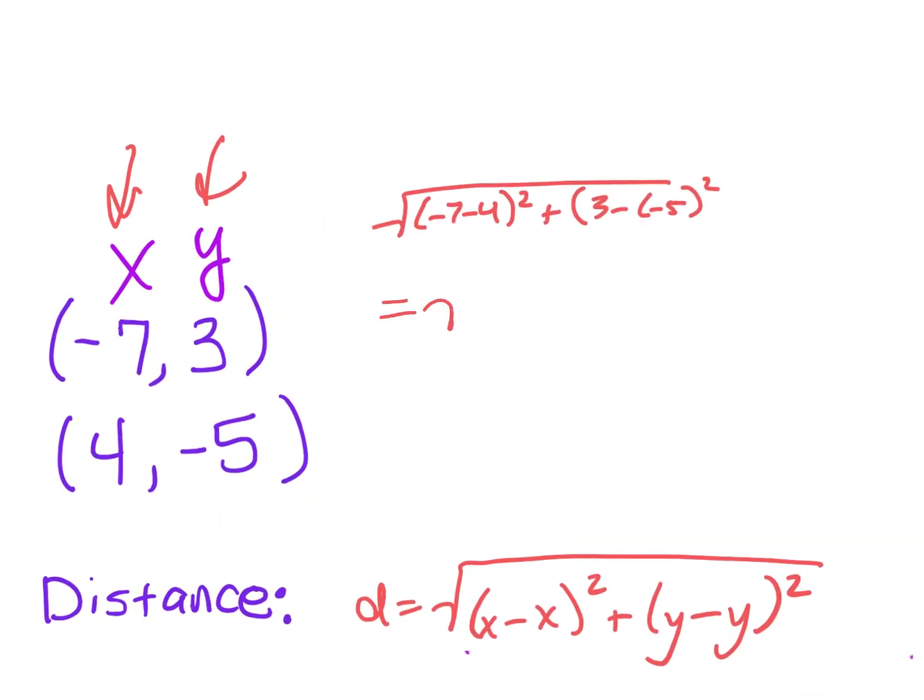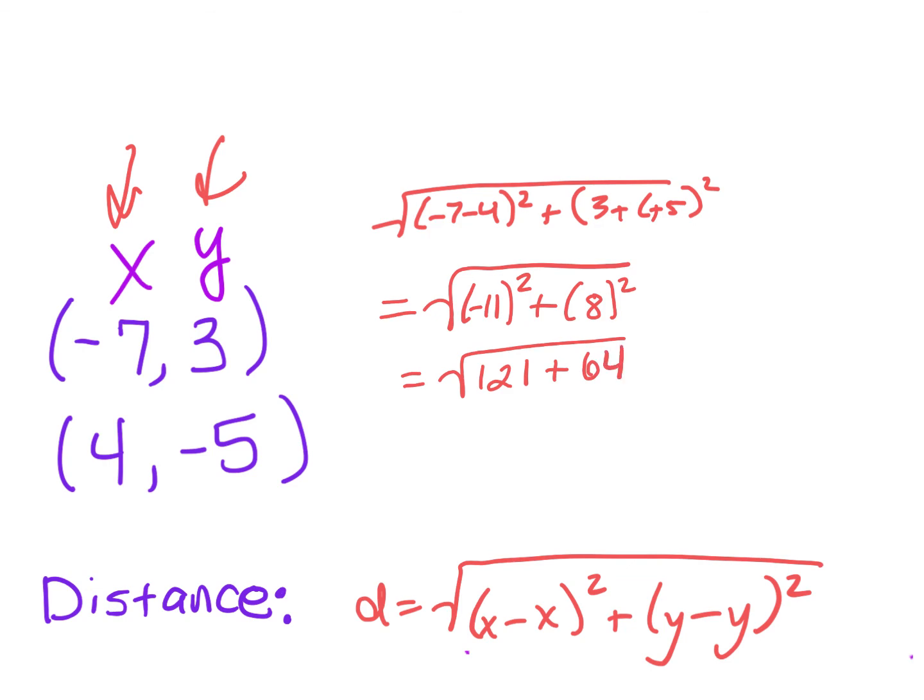So let's simplify. What is negative 7 minus 4? Negative 11 squared plus, what's 3 minus the negative, or 3 plus 5? So I have 8 squared. So here I have 121 plus, what's 8 squared? 64. So 121 plus 64 gives me how much?